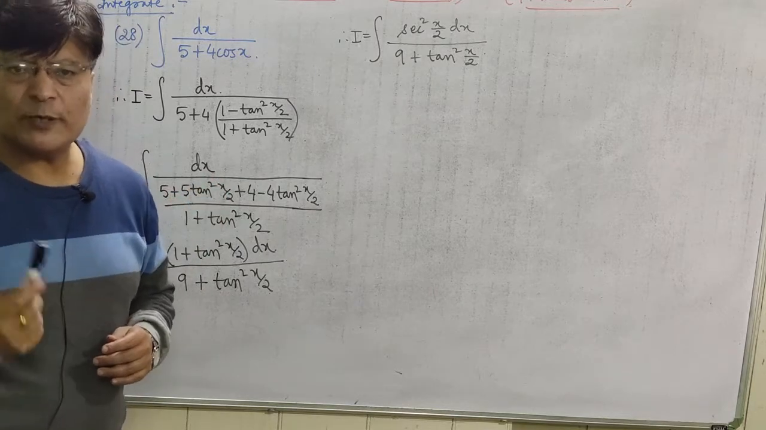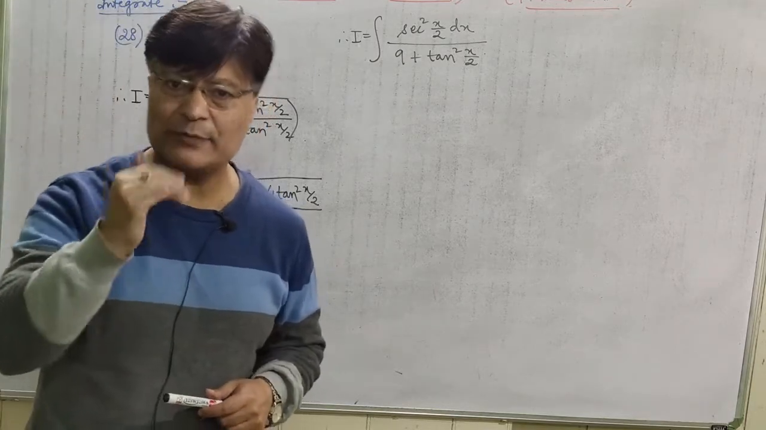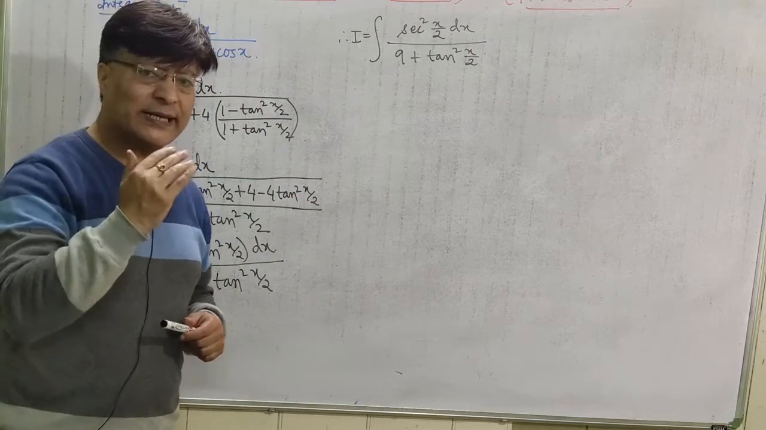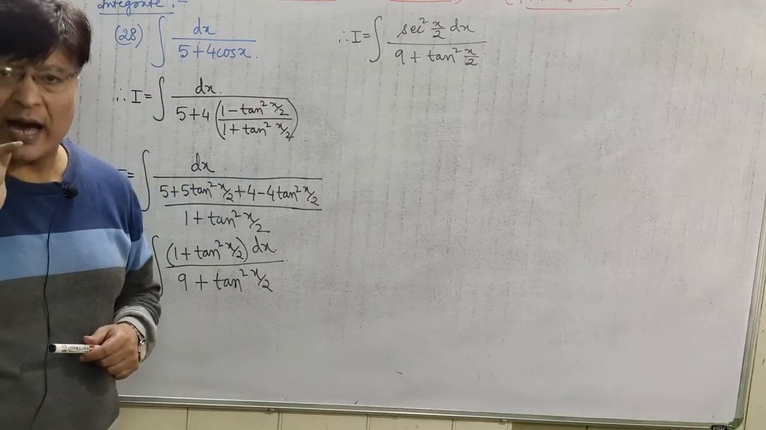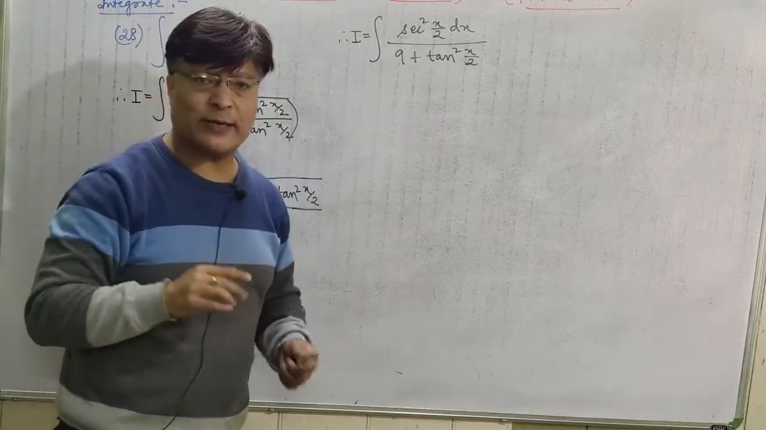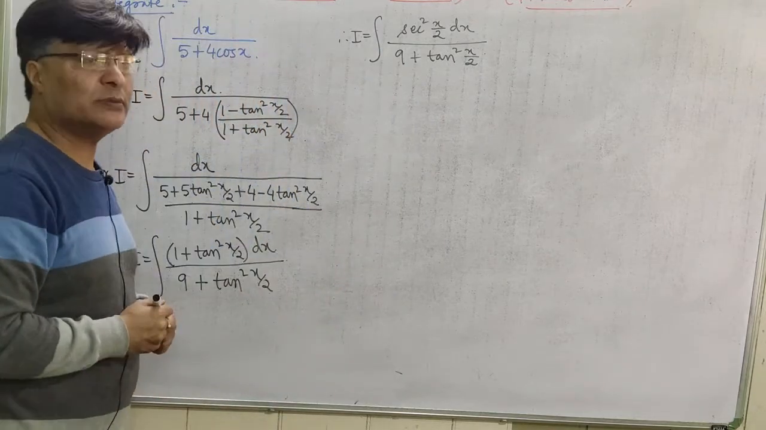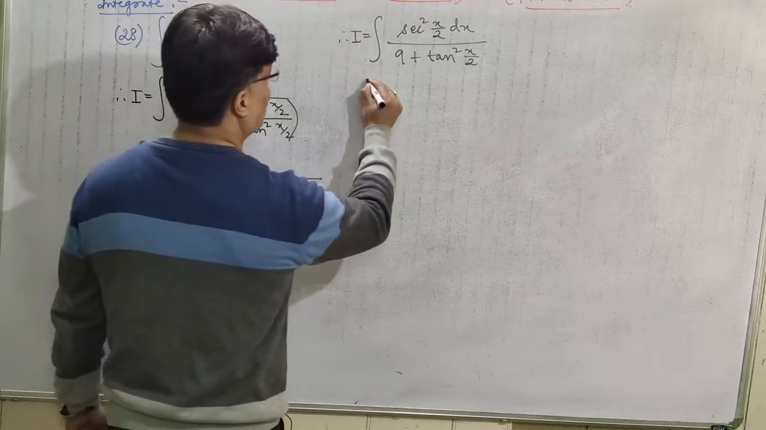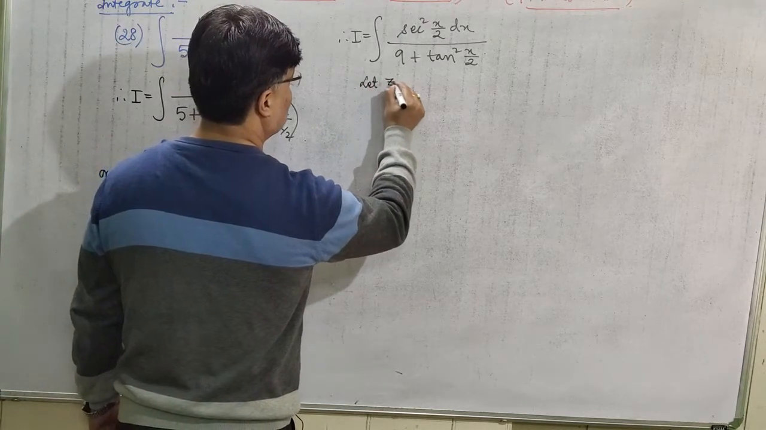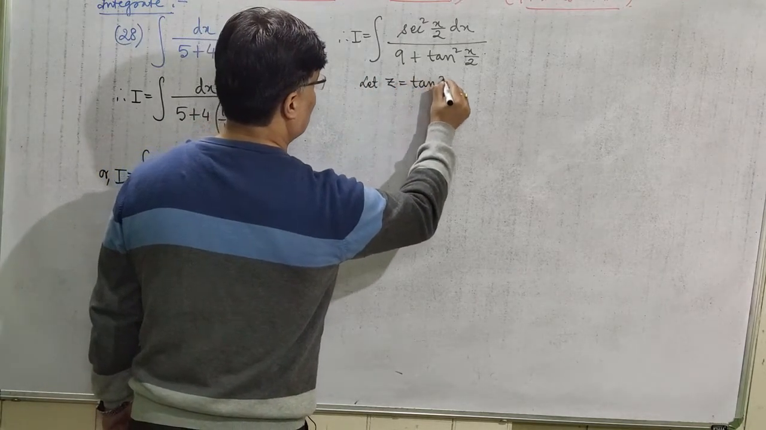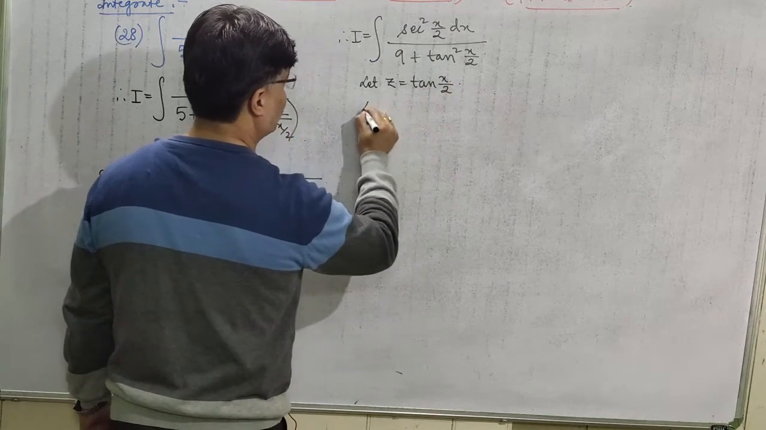Now differentiation of which function is sec square x by 2? Tan x by 2, isn't it? Differentiation of tan x by 2 is actually sec square x by 2 into half. We are getting that sec square x by 2. We can manipulate that constant half, isn't it? So let us assume z is equal to tan x by 2. So let z is equal to tan x by 2.